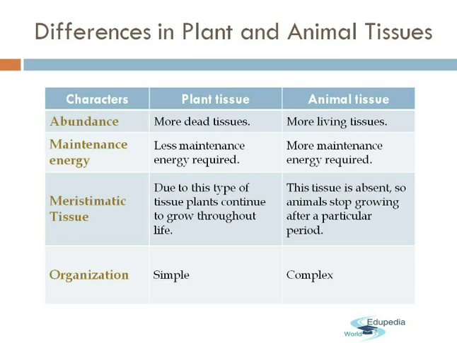Next is the meristematic tissues. Now, due to this type of tissues, the plants can continue to grow throughout their life. But as animals, we do not have this type of meristematic tissues. That is why we stop growing after a particular period. Regarding the organization, the plant tissues are very simple, but the animal tissues are a little bit complex in their organization. Now, let's start with the plant tissues.